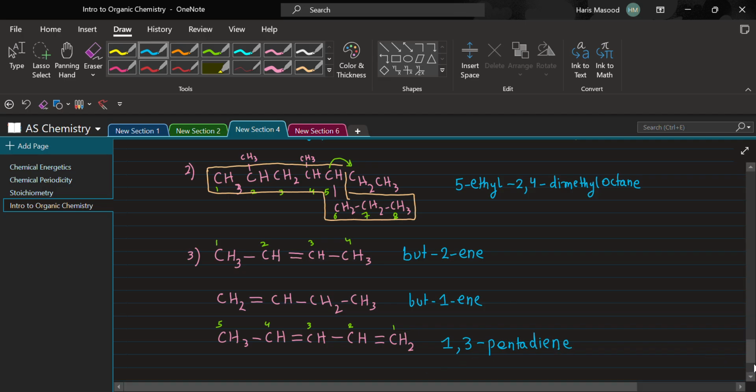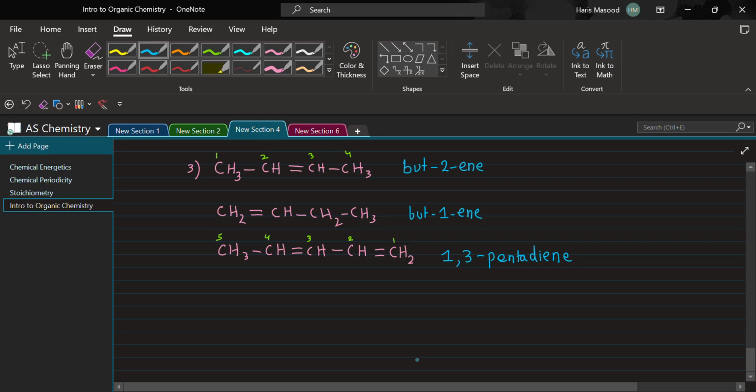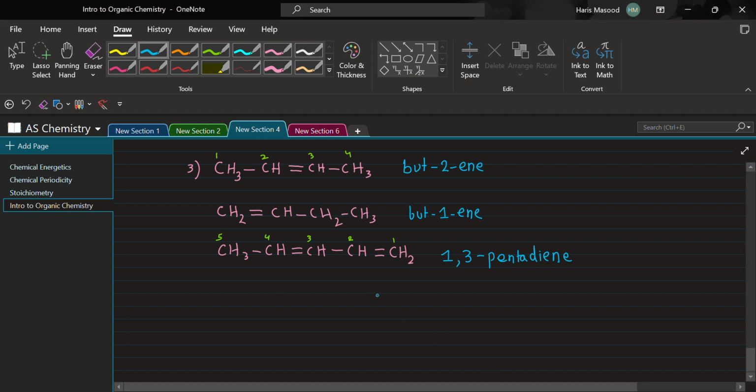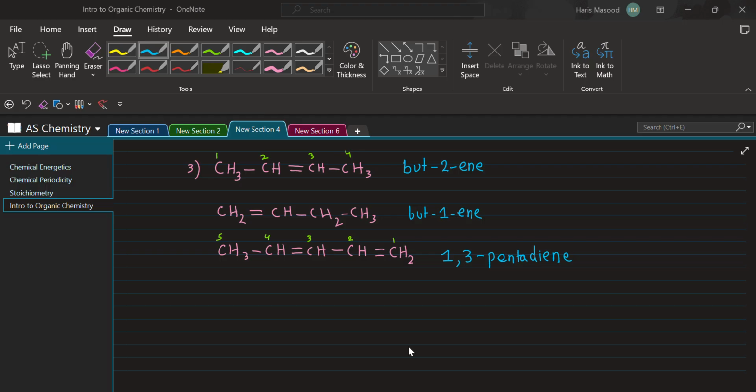Pentadiene. Penta means 5. The chain is of 5 carbons, right? Yes.